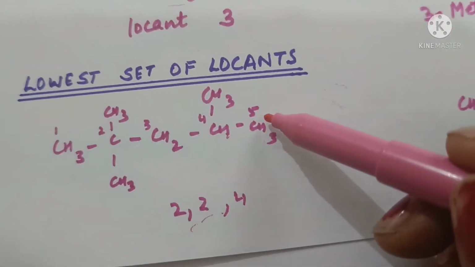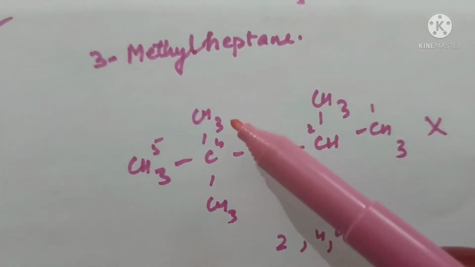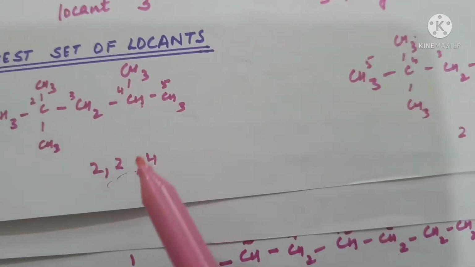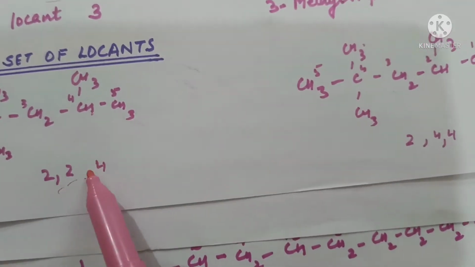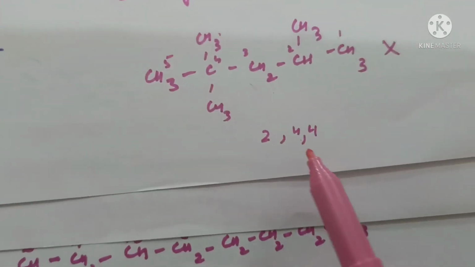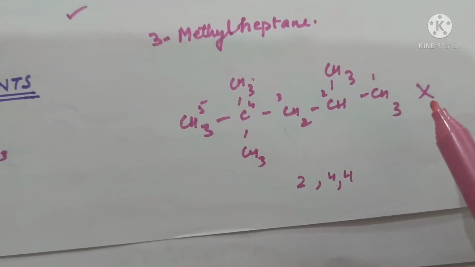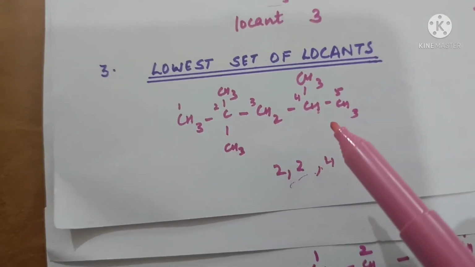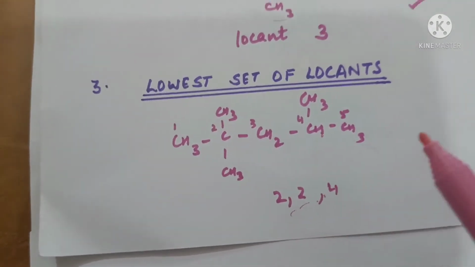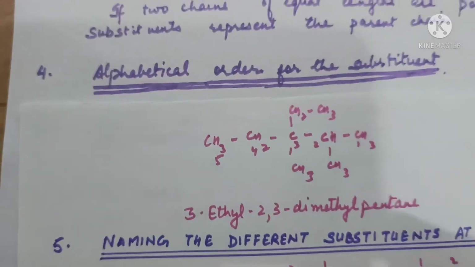Whereas if we start numbering from this end, then this is 2, 4 and 4. You can see that here the second substituent is getting lower locant, whereas here it's getting higher locant. So this is the wrong way of numbering and this is the correct way of numbering. While numbering the compound, the lowest set of locants is selected.